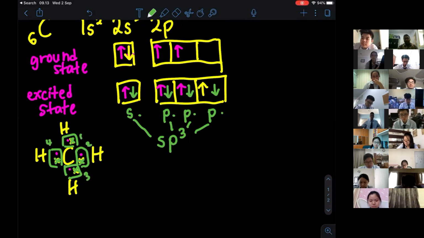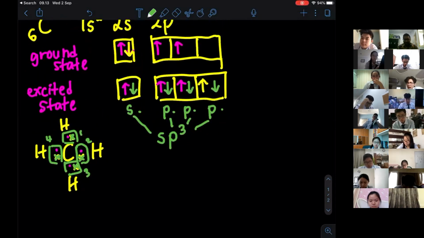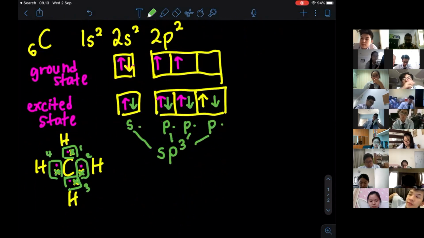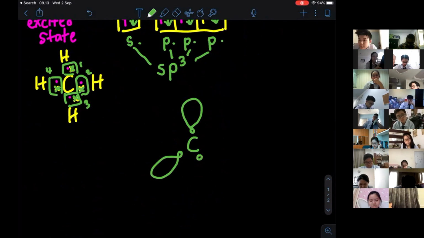So if I represent this diagram in terms of hybrid orbitals, how will it look like? This is going to be the hybrid orbital. So it will look like this. Carbon, okay, carbon, and then you have one hybrid orbital. You have the second hybrid orbital, third hybrid orbital, and the fourth hybrid orbital.